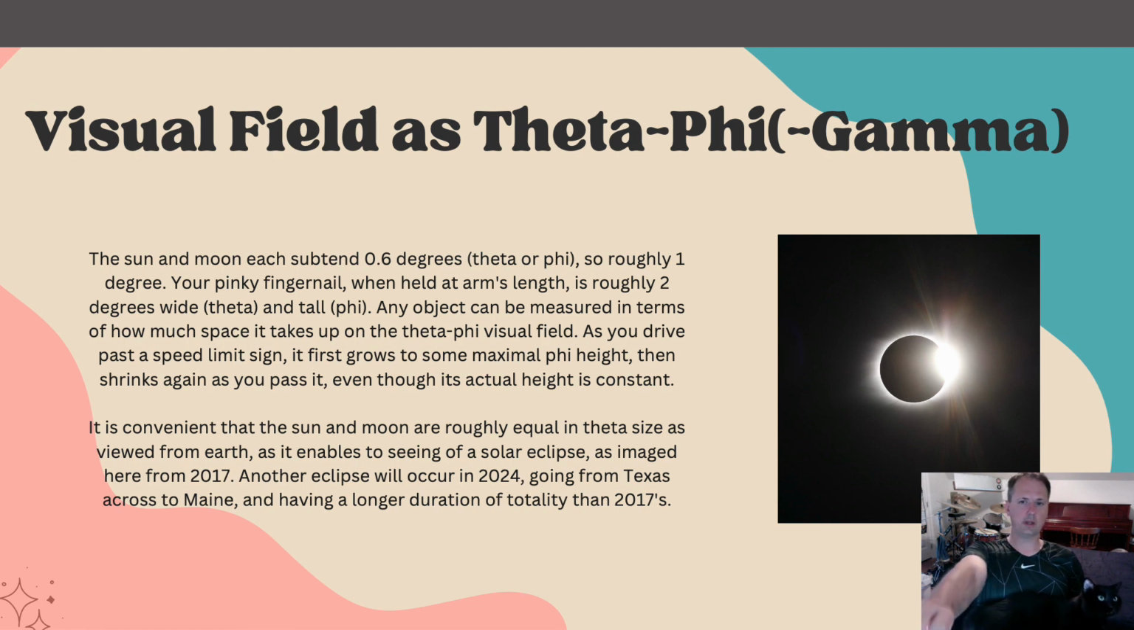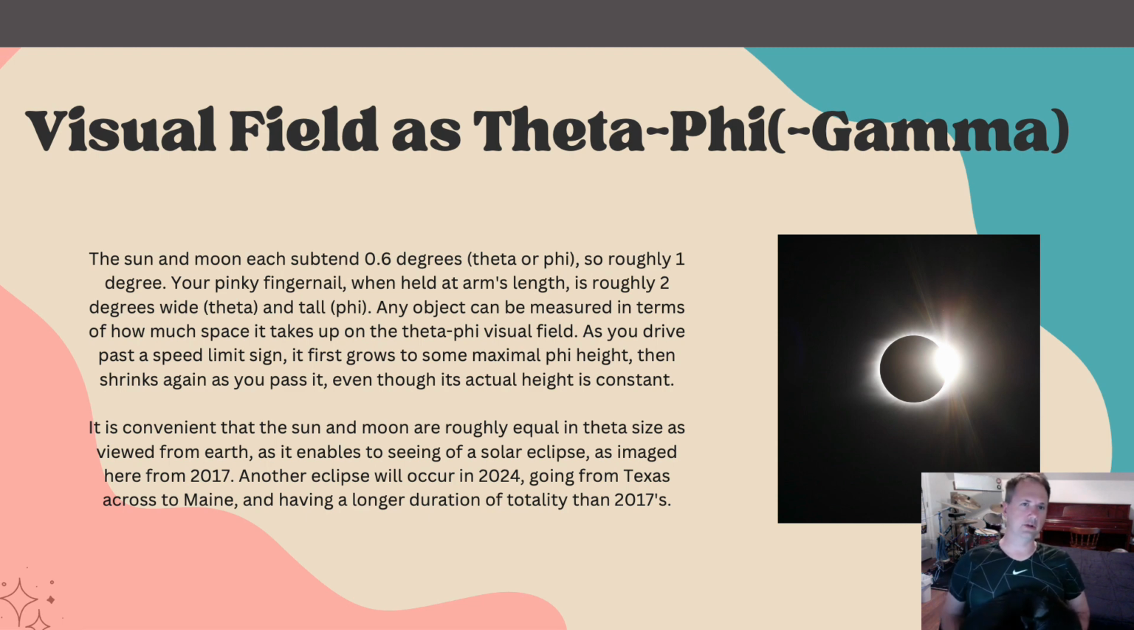So if you hold your pinky out at arm's length, then it's about 2 degrees of theta in width, and you'll notice that the sun and the moon are about the same size in terms of theta and phi, how much they take up on your retina. And so people often say, well, just hold your pinky out and you'll see that the sun is half of your pinky, or the moon is half of your pinky.